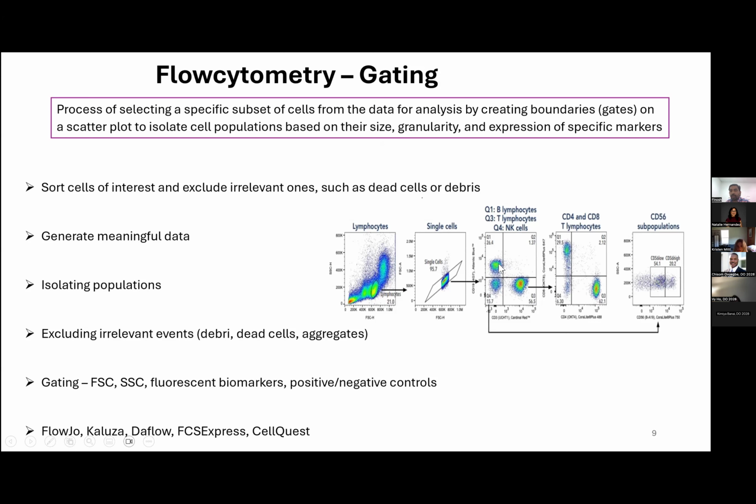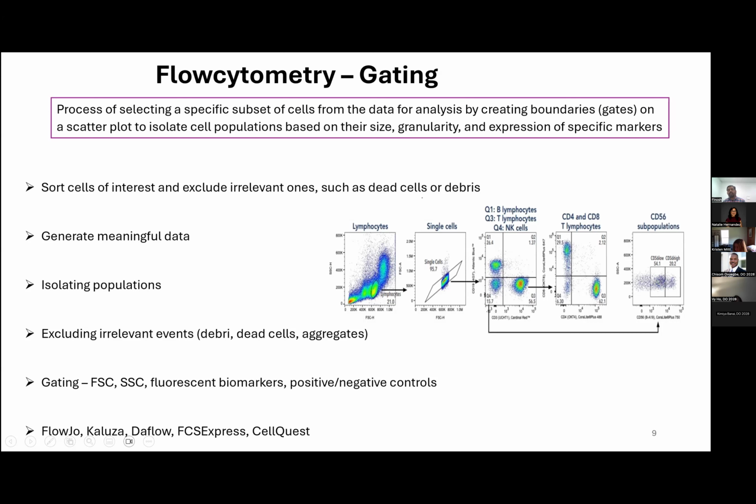That will give three different quadrants. Quadrant 3 gives T lymphocytes. Okay, we can select quadrant 3 again, that will give the subset of T lymphocytes that are CD4 and CD8 cells. Okay, if you want to select the subpopulation of CD8 cells, just select the CD8 cells and do one more.